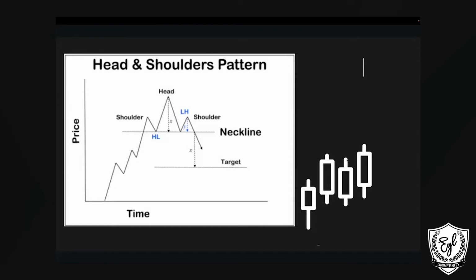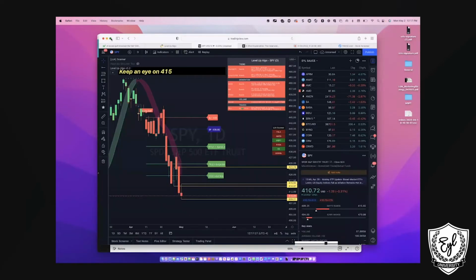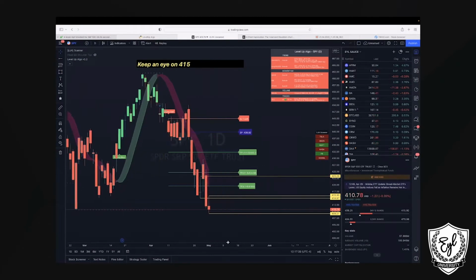Is this a bullish or bearish chart pattern? Very bearish, right? Very bearish. So with that being said, let's go into TradingView and let's cover. You could have traded these different tickers.